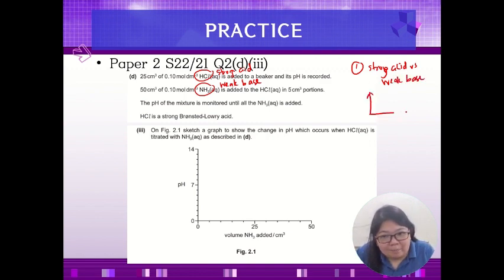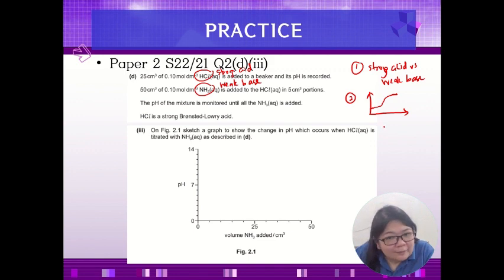So the type of graph, let us see. Should we start from acidic pH or alkali pH? Ammonia is added to the HCl, so start with acidic pH that ends with basic pH. So the curve should start from this one. This is the sigmoid shape that we wanted.